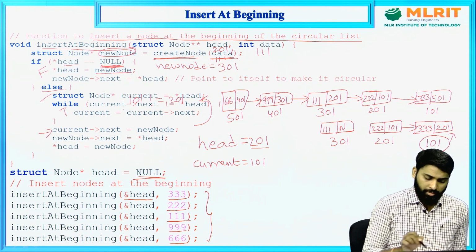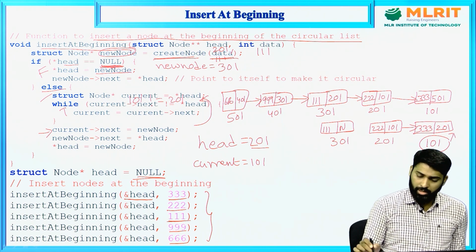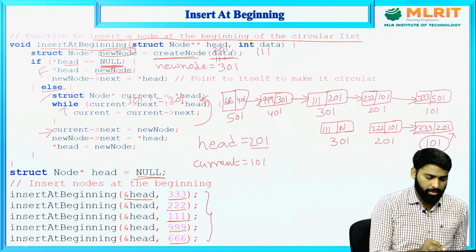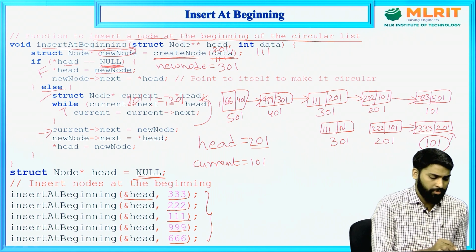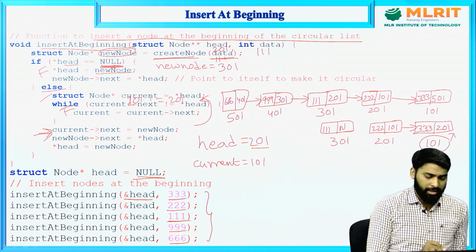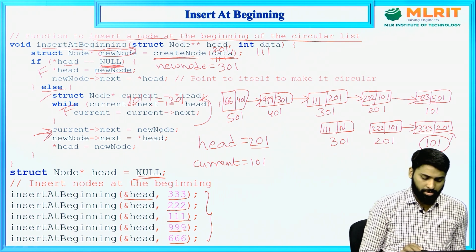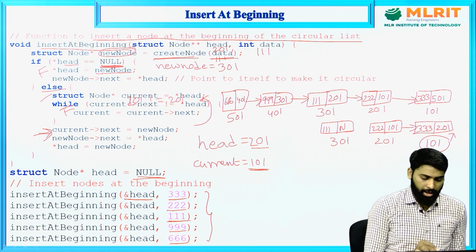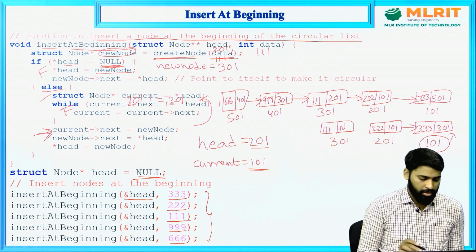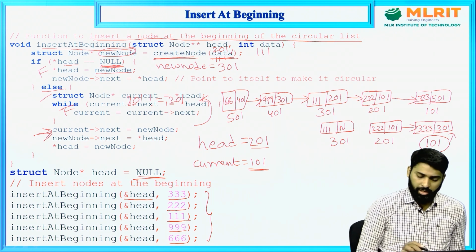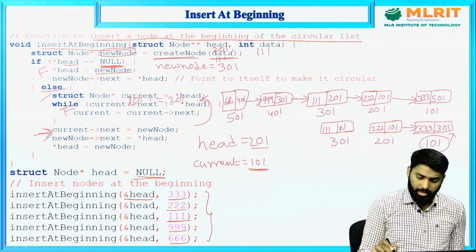Okay. Again we move to this condition. Now what is the current? 101. Yes, 101 arrow next is 201. What is the head? 201. 201 not equals to 201 is false now. Now we move to this. Now observe. So current arrow next equals new node. What is the current? 101 arrow next equals new node. What is the new node? 301. So 301 here. Next, new node arrow next. What is the new node? 301 arrow next, this is the place, equals head.